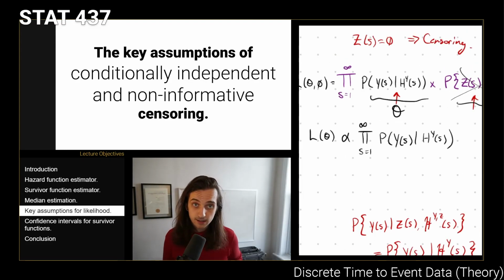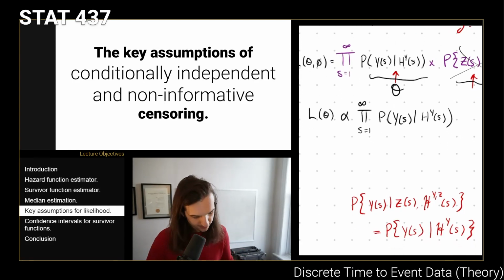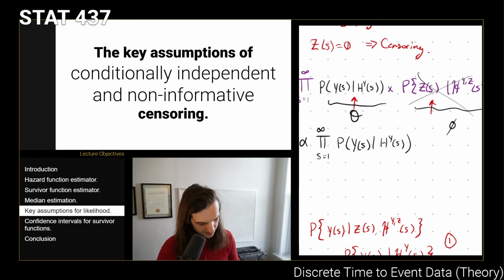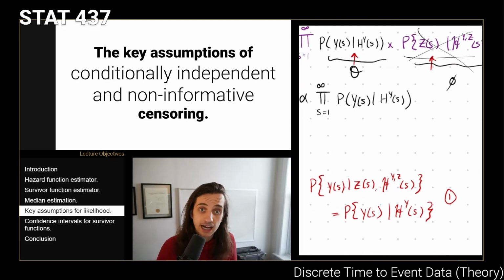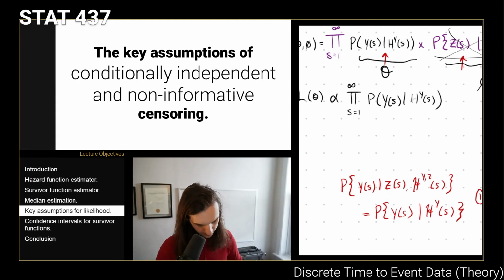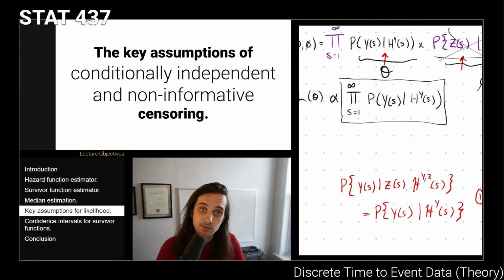Well, it's not going to be exactly equal to that. We're going to need some sort of normalizing constant here. But that normalizing constant doesn't tell us anything about the parameter theta. So once we differentiate with respect to theta, the fact that this other piece has no theta in it goes away. It's just not something we have to worry about at all. Because of this, we can use non-informative censoring to simplify this down to something really straightforward to work with.